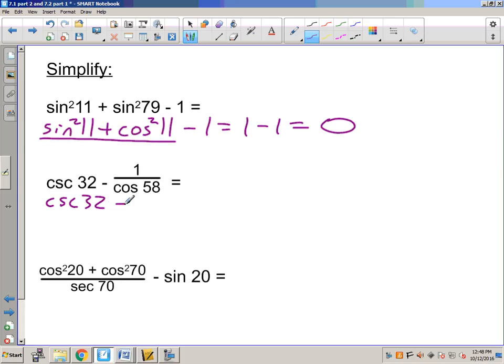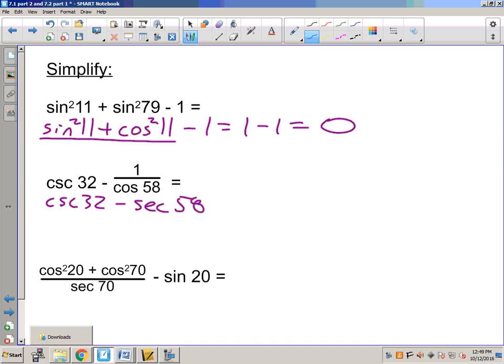Cosecant of 32 minus the secant of 58. 1 over cosine is the same as the secant. And, all right, now they have different angles, and they're different functions. Maybe we'll change one of them into its cofunction, do the complement.